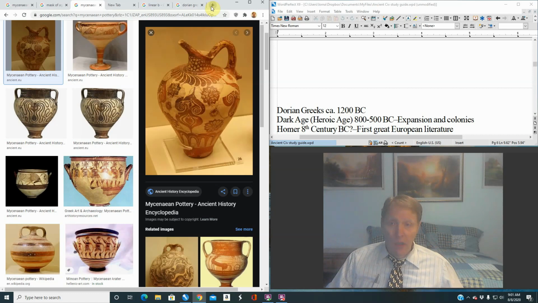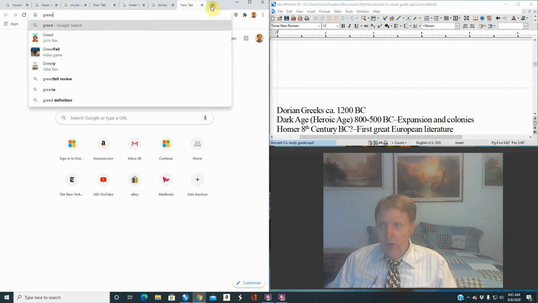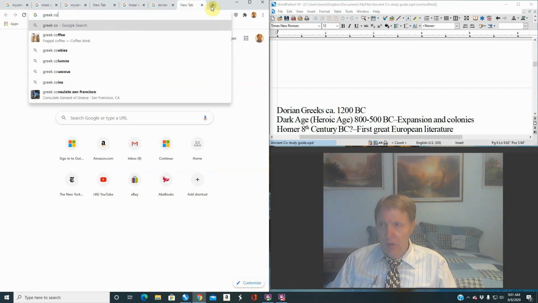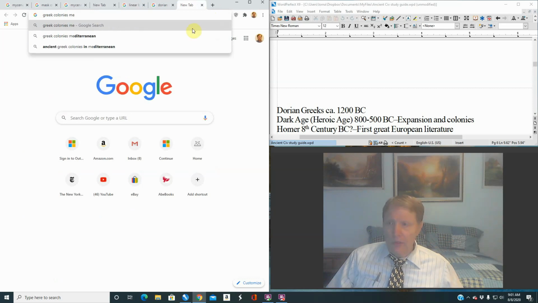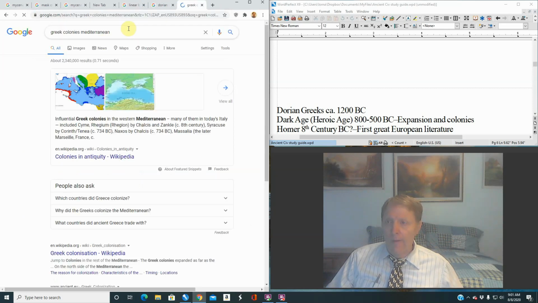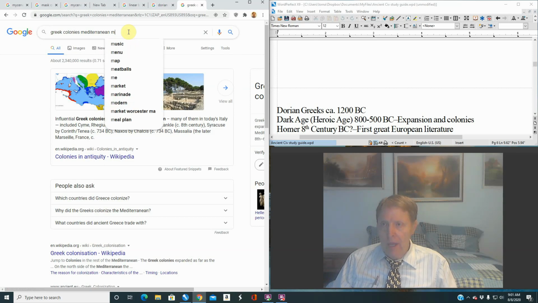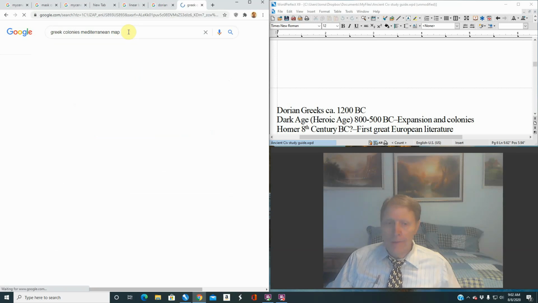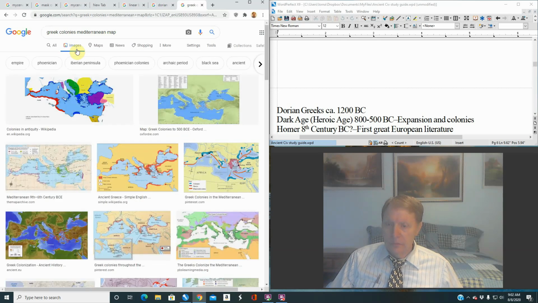We have colonies. Let me look at this. In the Mediterranean. I'm going to learn how to do this eventually. I'm going to call for a map. Oh, which one works the best?